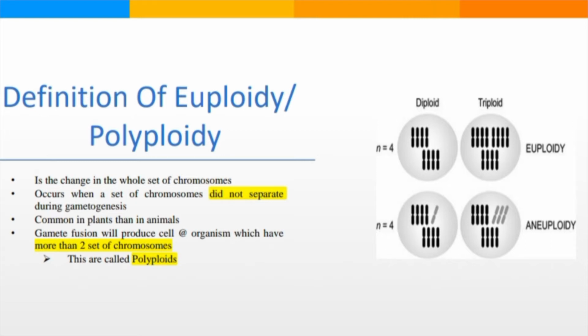Today I'm going to present to you the definition of euploidy. Euploidy is the change in the whole set of chromosomes. It occurs when a set of chromosomes did not separate during gametogenesis. It's more common in plants than in animals. Gamete fusion will produce a cell or organism which has more than two sets of chromosomes. These are called polyploid.